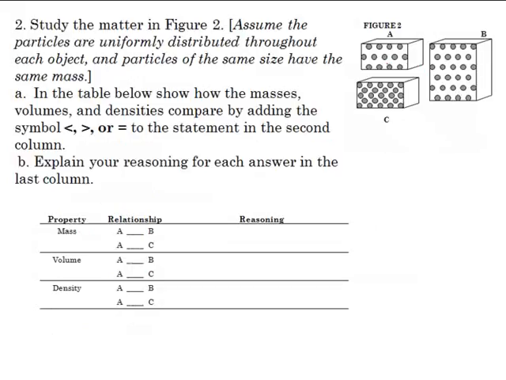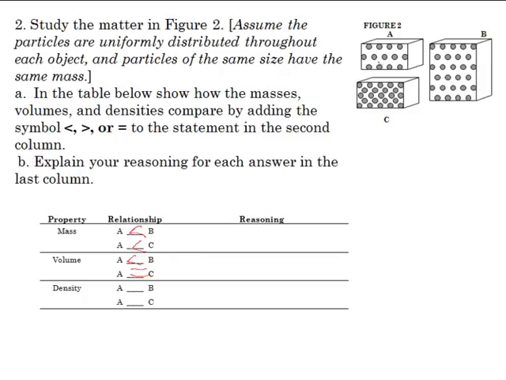There is less of them in A, so the mass of A is going to be less than the mass of B. In C, there are more particles than A, so the mass will be less in A than it is in C. For volume, A has lower volume than B, but equal volume to C.